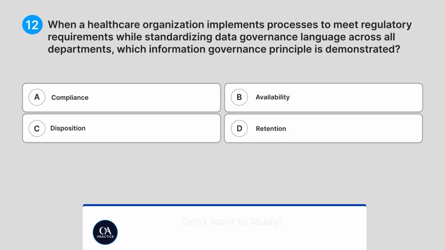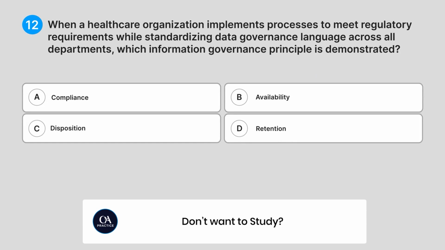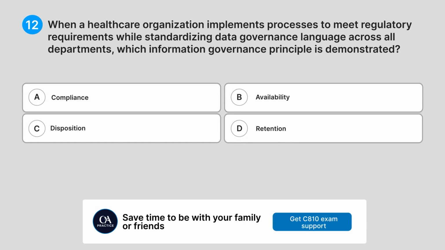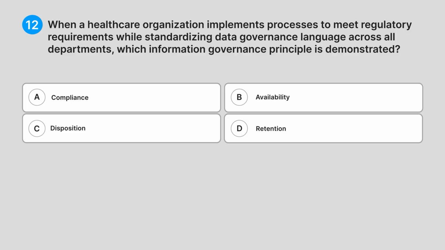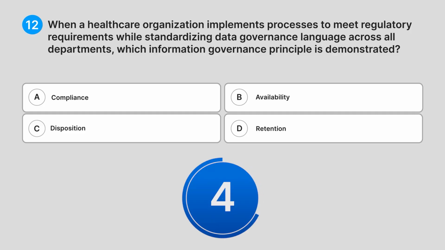12. When a healthcare organisation implements processes to meet regulatory requirements while standardising data governance language across all departments, which information governance principle is demonstrated? A. Compliance. B. Availability. C. Disposition. D. Retention. Do you know the answer?